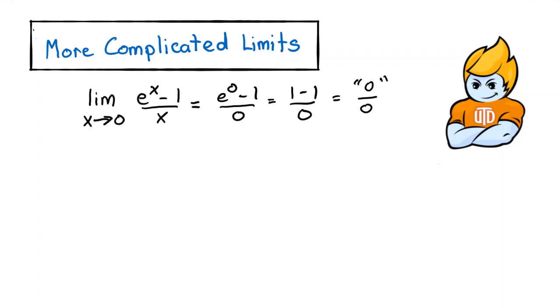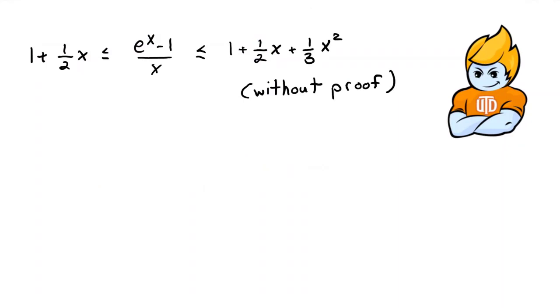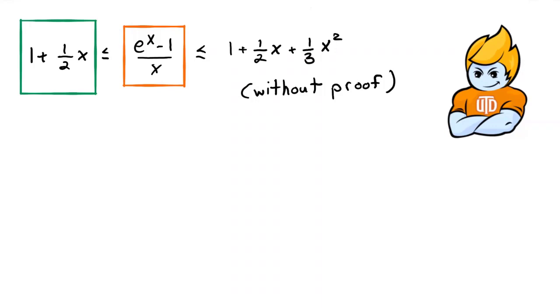Instead, we'll use the so-called Squeeze Theorem. With the Squeeze Theorem, we'll be comparing our function to two simpler functions whose limits are readily computable. The Squeeze Theorem involves inequalities, which can be a slippery matter for some. So I'll start off by giving you those inequalities without proof. Our function lies between two polynomials, a first-degree polynomial and a second-degree polynomial. And these inequalities hold near 0.